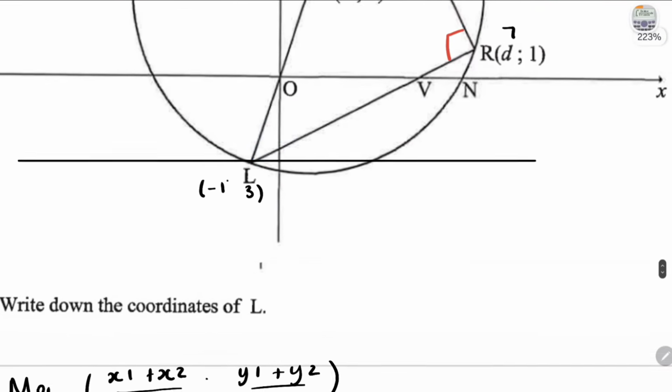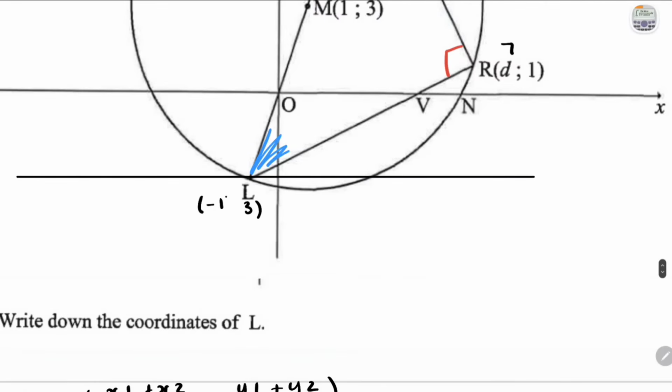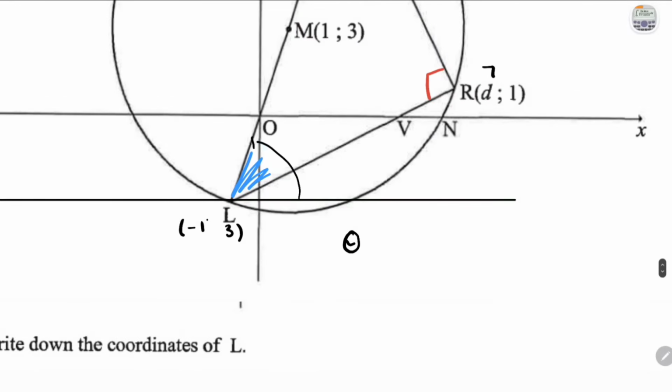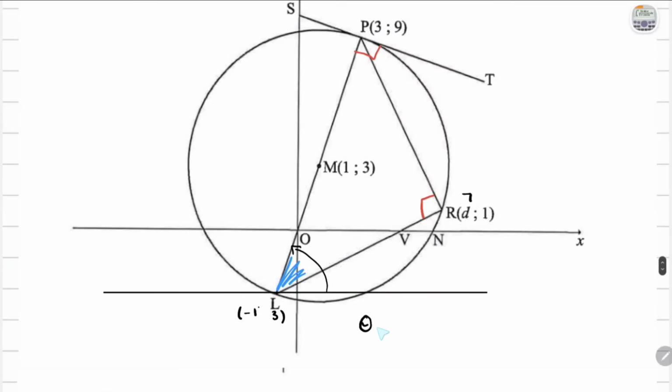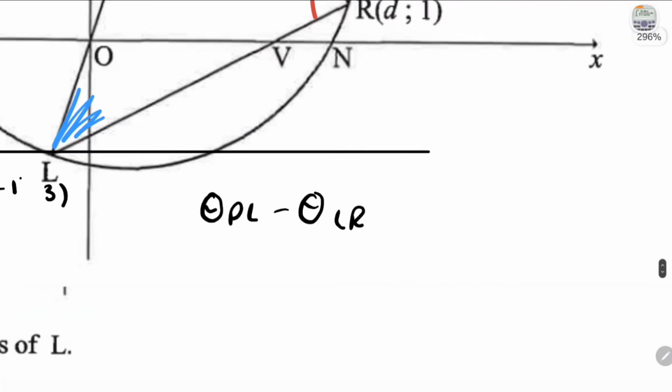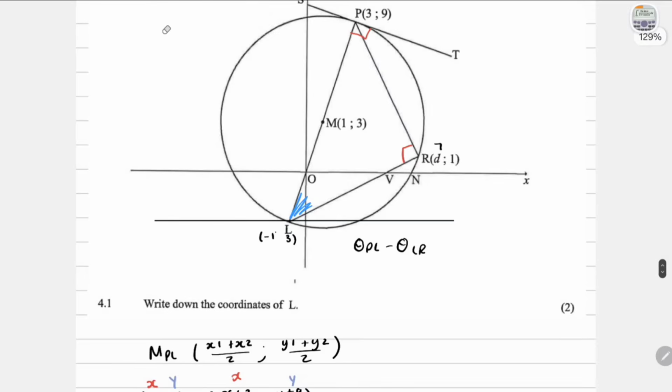So angle L will be found by finding the angle of inclination of the bigger line or bigger angle, that line there, PL, minus the angle of inclination of that smaller one, LR, and we'll be able to find it like that. Okay, that looks good. And I remember I was working with LR previously, so this should be fine. Let's go ahead and do that.